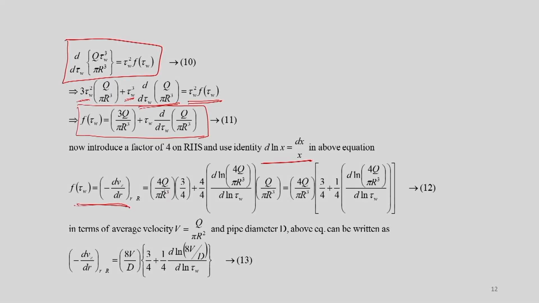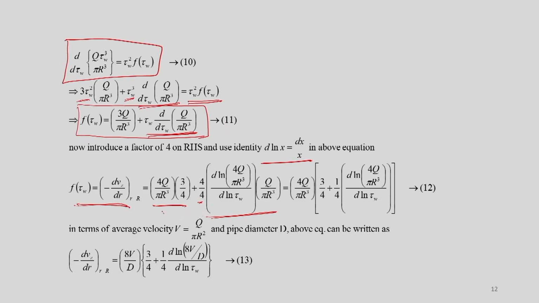So, first term now multiplying by 4, dividing by 4. So, then we have 4q by pi r cube multiplied by 3 by 4. Second term we are dividing and multiplying by 4. Equation number 11, second term in the RHS, that can be written as d ln 4q by pi r cube divided by d ln tau w multiplied by q by pi r cube. So, when you simplify this equation, you will get the second term in the RHS of equation number 11. So, it is the same equation.